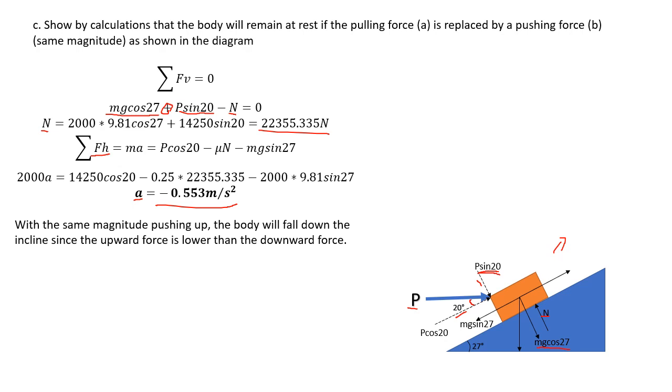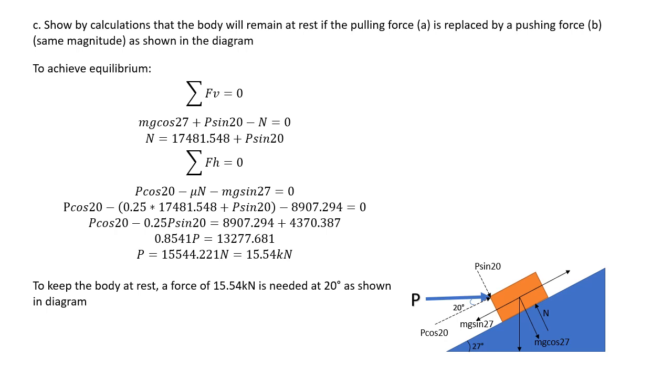So with the same magnitude pushing up, the body will fall down the incline, since the upward force is lower than the downward force. The pushing force of 14.25 kilonewtons at that angle isn't enough to push the body upward, so it will slide down slowly.